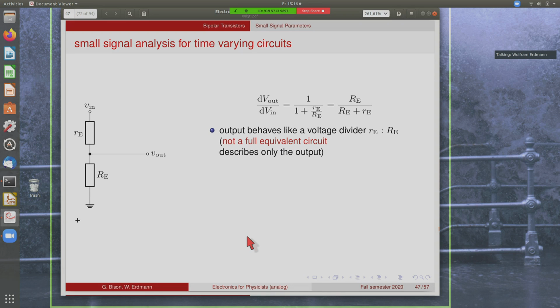Okay, so far we've looked at the emitter follower in DC mode and we've seen how we can describe some aspects of it using these equivalent circuit parameters, representing them as small resistors. Now we will see that this can also be used for time dependent analysis, so for a transient analysis of a circuit.